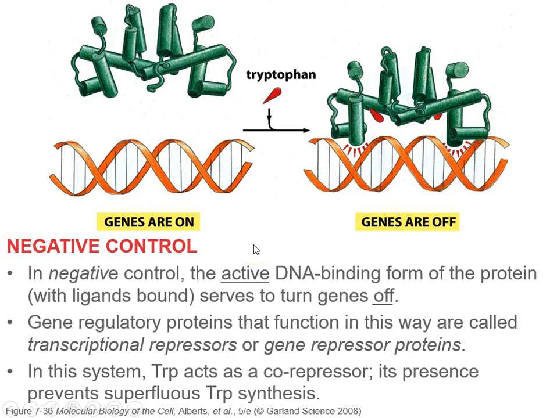So this is negative control. So the active DNA binding form of the protein with the ligands bound serves to turn the genes off. So that's the definition of negative control.